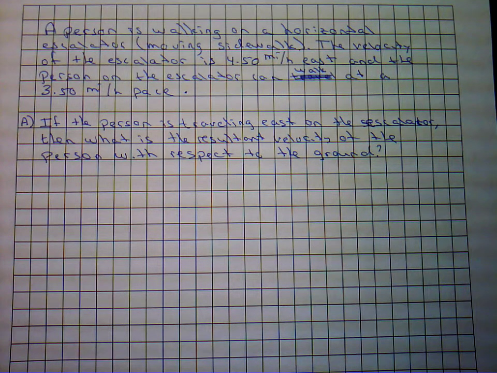This is an example problem of adding vectors graphically. The description that we have with the problem is a person is walking on a horizontal escalator, a moving sidewalk. If you've ever been in large airports like the Atlanta airport, they have moving sidewalks that help you go from one terminal to another terminal. The velocity of the escalator is 4.5 miles per hour, say east, and the person on the escalator can walk at a 3.50 mile per hour pace.